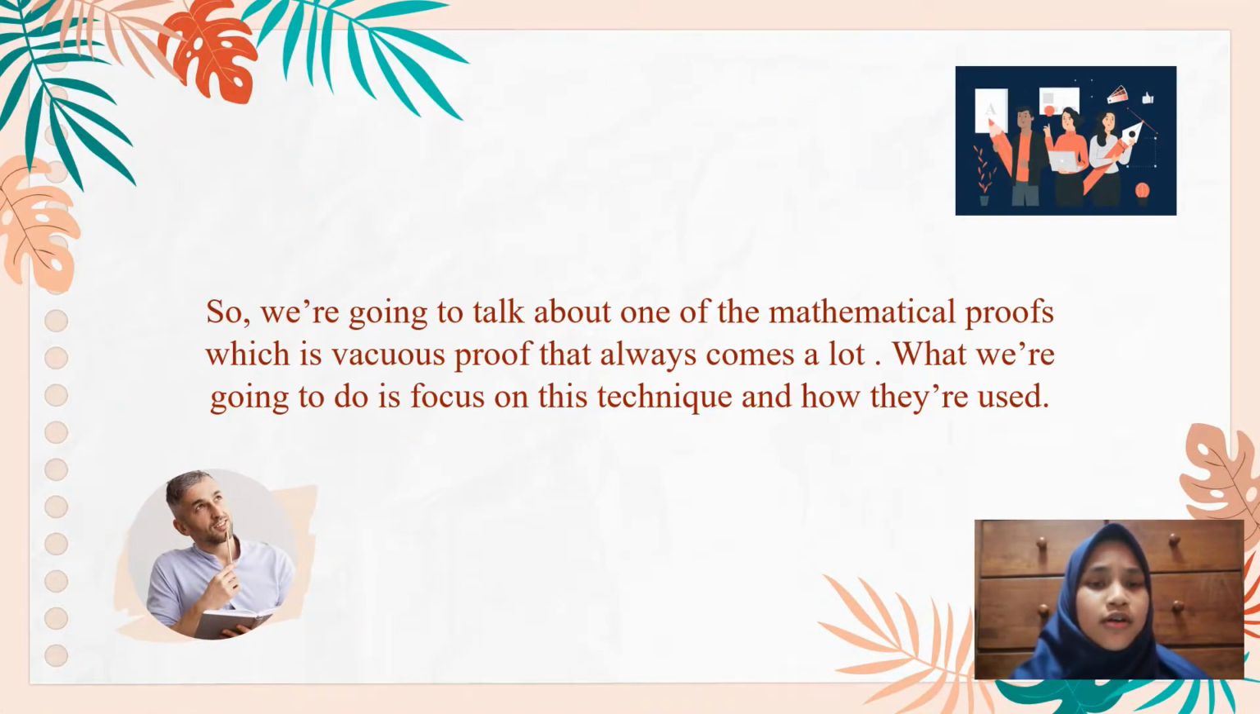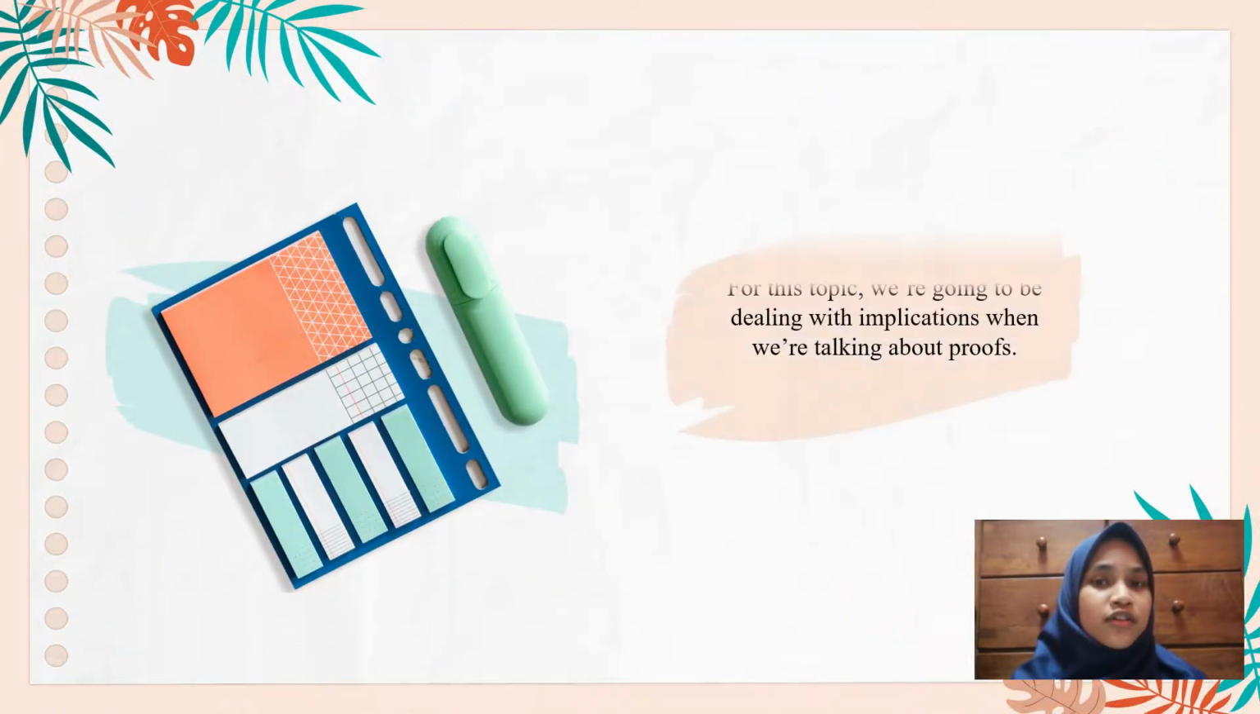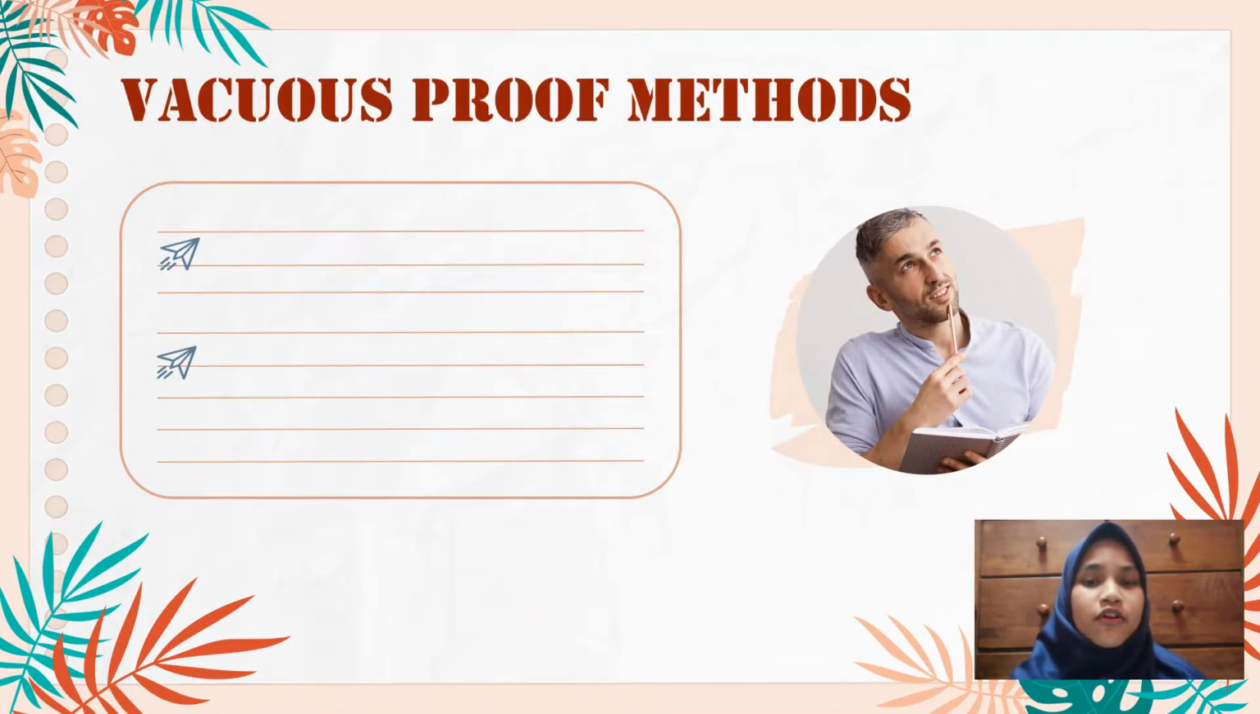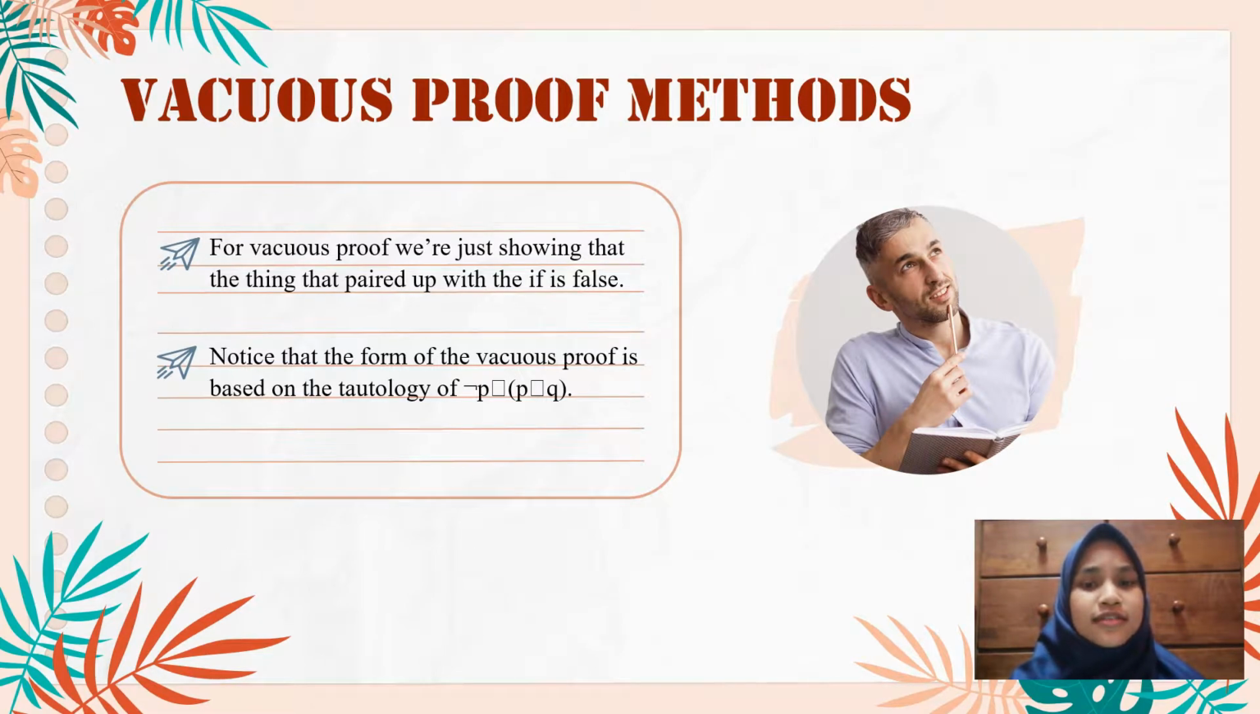So, we're going to talk about one of the mathematical proofs, which is vacuous proof, that always comes up a lot. What we're going to do is focus on this technique and how it is used. For this topic, we're going to be dealing with implications when we're talking about proofs. Besides that, for vacuous proof, we're just showing that the thing that is paired up with the if is false. Notice that the form of the vacuous proof is based on the tautology of not P implies P implies Q.